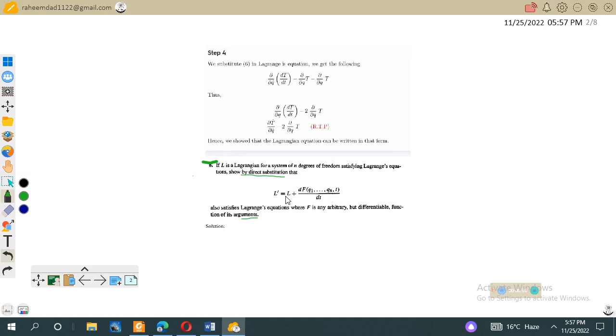If we add df over dt, the f function, to the Lagrangian, then it also satisfies the Lagrange equations. So we will see whether the addition of df over dt affects the Lagrangian or not. If it does not change, then we have proved our statement.